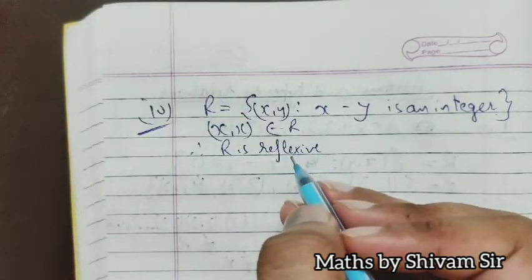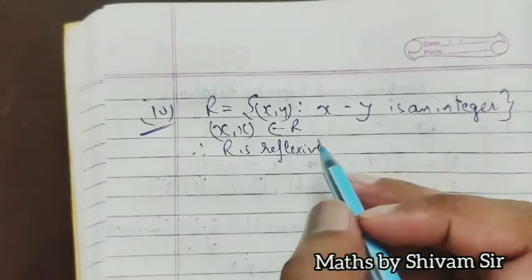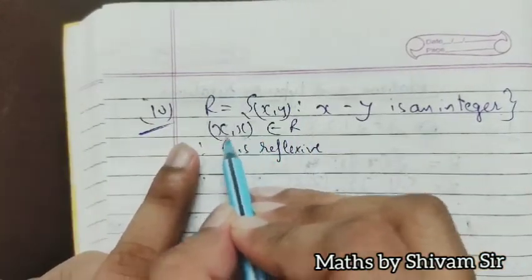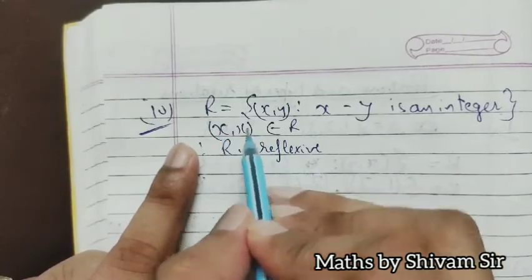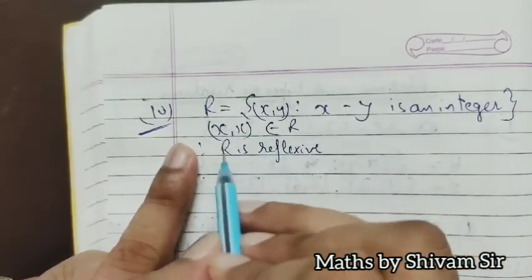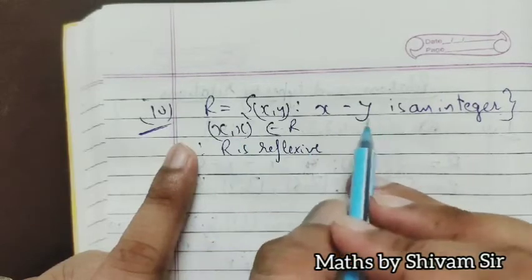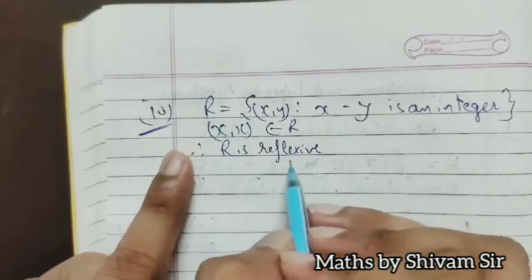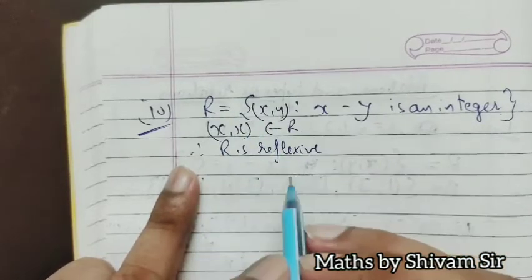Easy, don't panic. Simple, try to satisfy the condition. Reflexive means both the values should be equal. So 3 minus 3 is also an integer, 1 minus 1 is also an integer, 14 minus 14 is also an integer. So all the values will satisfy this relation R. Since all the values are there, it is reflexive.